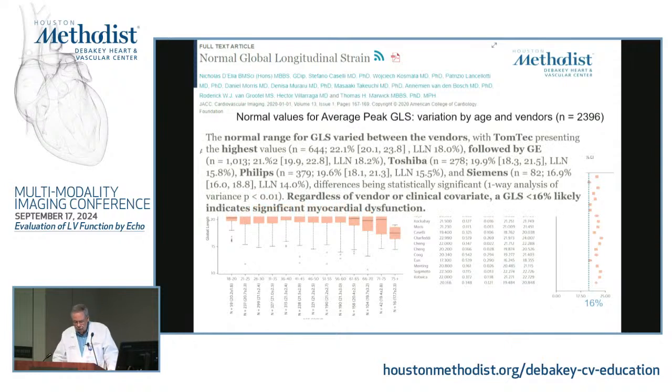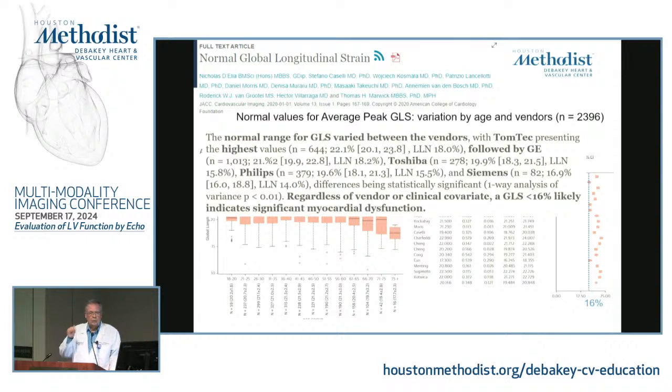And when they look at vendors, they found that in general, using TomTec, which is a post-imaging analysis, gave the highest value. And that was followed by GE, then Toshiba, then Philips, and then Siemens. But regardless of all that, less than 16% was myocardial dysfunction because no normal had a value of less than 16. So for that reason, the recommendation had been 17 or higher, normal, 16 to 17, low normal, like we have with EF, under 16 is abnormal.